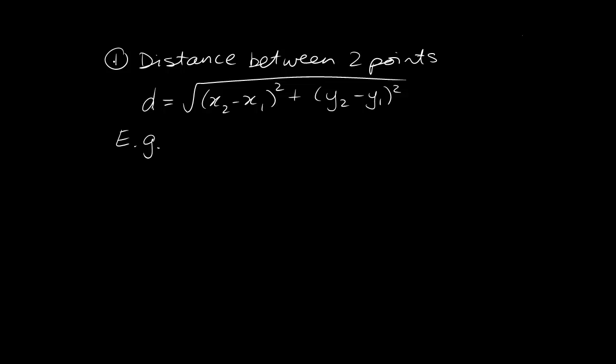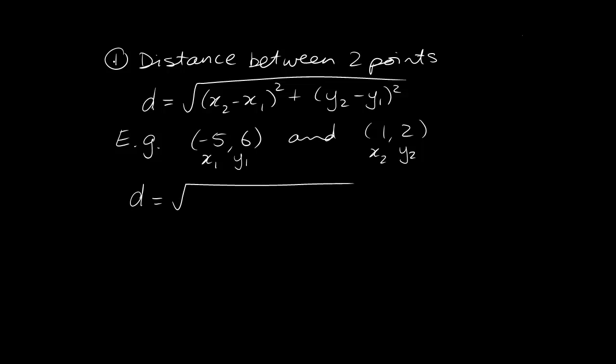Let's say we've got 2 points, say -5 and 6 as my first point, and the second point is going to be 1, 2. So this is the first point here, so we'll call that x1, y1, as in the x coordinate of the first point, y coordinate of the first point, and we'll call this one x2, y2, the second coordinate there. Okay, so the distance is going to be equal to, let's put in all of those values.